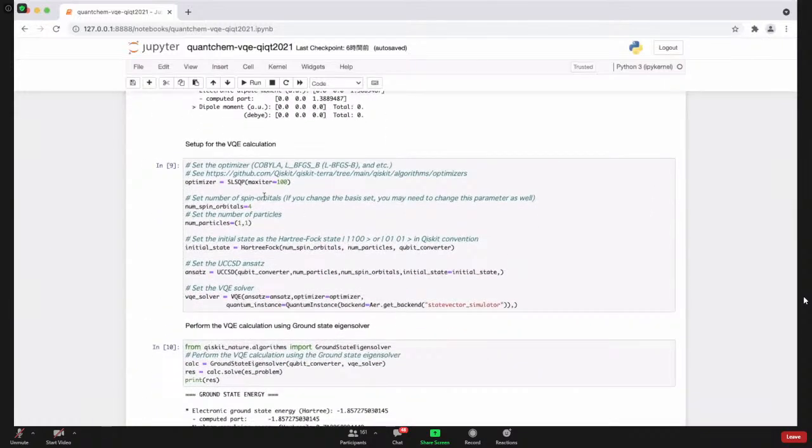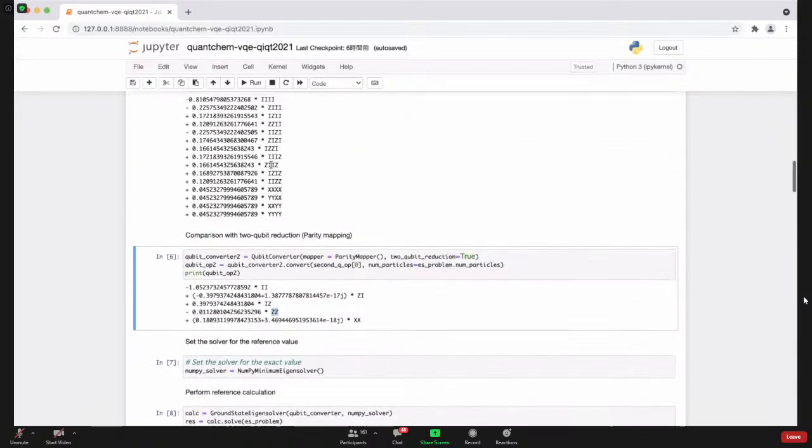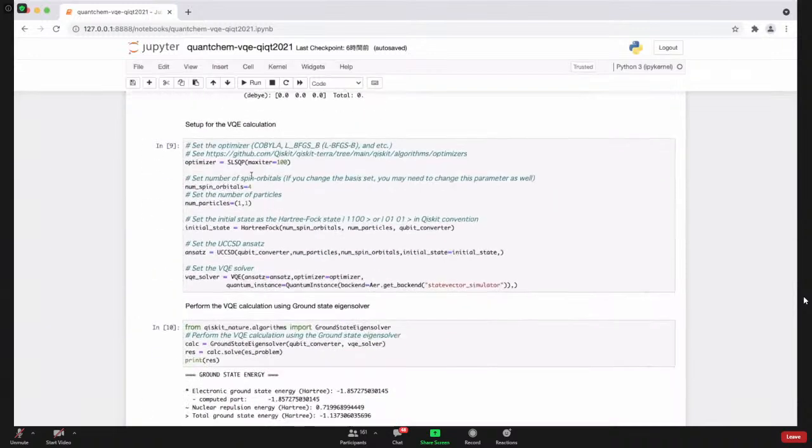So for VQE, what we do is we set the optimizer like this. We're using SLSQP, which is the default of Qiskit, I guess, but we could use COBYLA, L-BFGS-B, or other methods. And we set the number of spin orbitals. Here we're using the Jordan-Wigner transformation as an input. So this is a 4-qubit problem, so we have the number of spin orbitals as 4, and we set the number of particles, which is hydrogen. We have 1 electron for hydrogen and another electron for another hydrogen. So it's a 2-electron system.